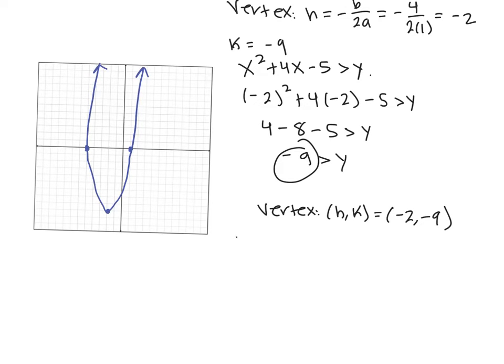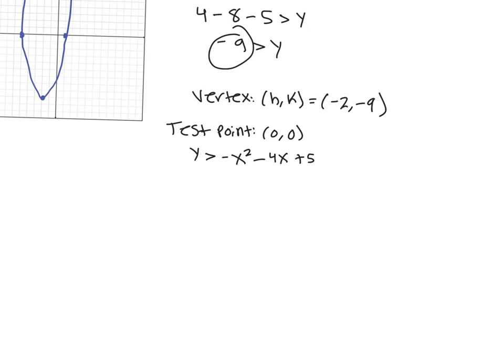Now I have to use my test point to figure out my shading. We can pick a test point anywhere inside of the parabola. I'm going to pick 0, 0 because it's super easy to use. I'm going to substitute it into my original inequality and see if it gives me a true statement or a false statement. So I've rewritten my original inequality, and I'm going to substitute in 0, 0.